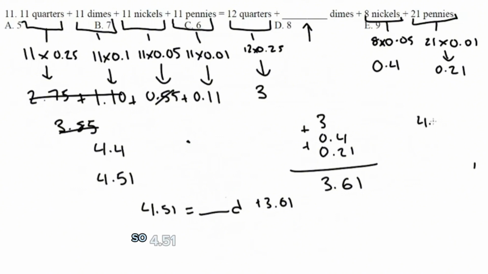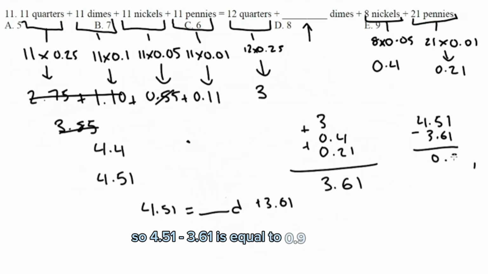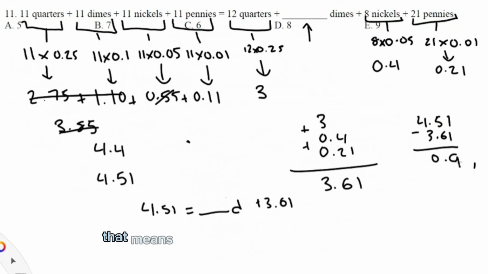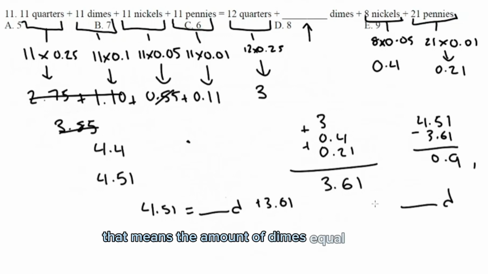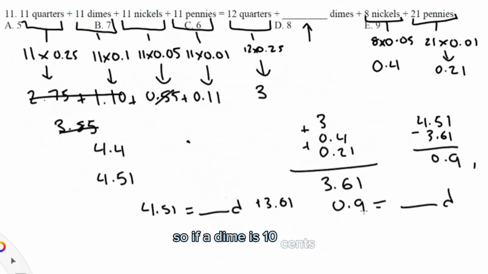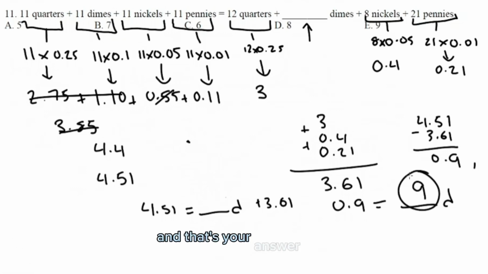So 4.51 minus 3.61 is equal to 0.9. Alright, that means the amount of dimes is equal to 0.9. So if a dime is 10 cents, that means 9 dimes is equal to 90 cents, which can also be written as 0.9. So you get 9, and that's your answer.